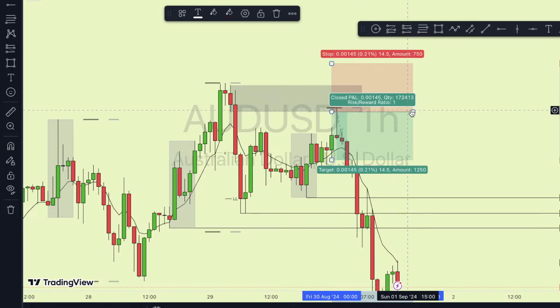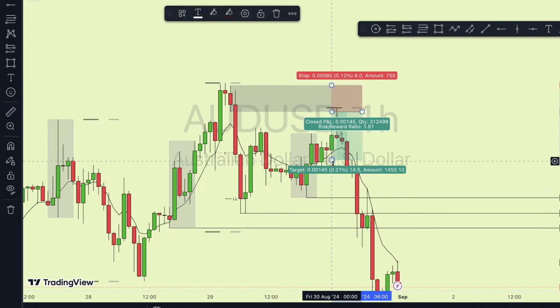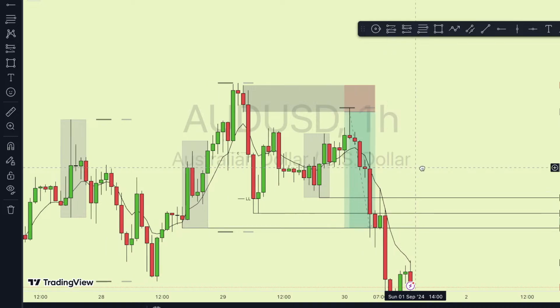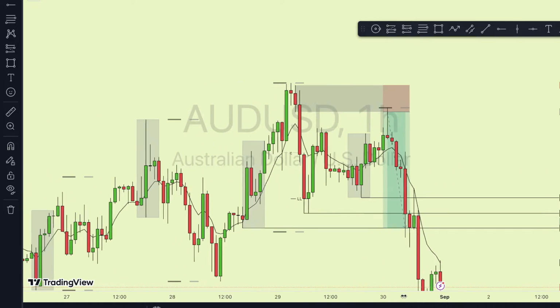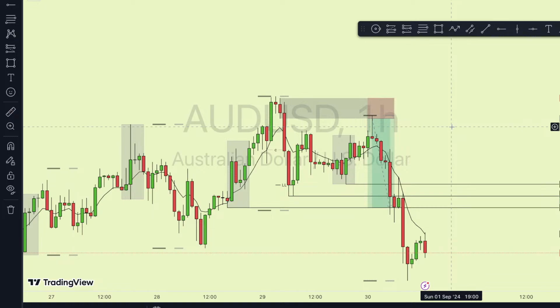If you're a partialing out type of person, you could have partialed out, but I personally don't partial out. I just like to ride my trades to my TP for a 1 to 4.36. And that is it. You put a pending limit, you forget about this, and you let it play out. That is an S plus setup.